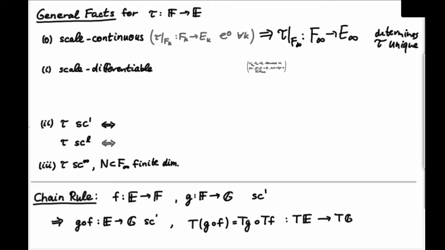So, is there a simple way to tell if a smooth map from C infinity to C infinity is scale smooth when you give it a scale structure? Well, yeah. Well, yes. Well, no. But let's see, right? So first of all, you want it scale differentiable, right?